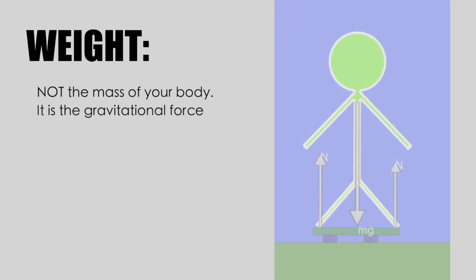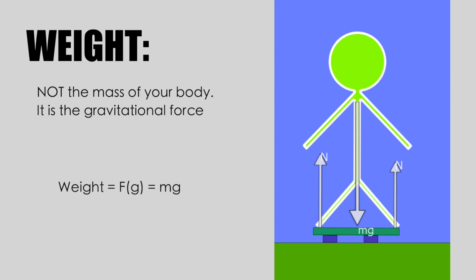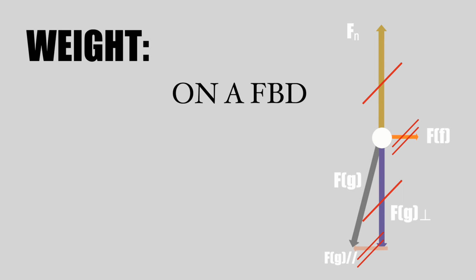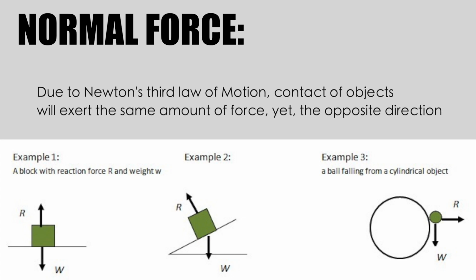Weight. The weight is not the mass of your body. Weight is the gravitational force you have on your body down towards the center of the earth. The scale you use to measure your mass is actually measuring your gravitational force to later on calculate the mass of your body. On a free body diagram, it is pointed from the object to the center of the earth. Normal reaction. Due to Newton's third law, we know that any contact between objects will repel the same amount of force in the opposite direction. It is drawn perpendicular to the contacted surface.